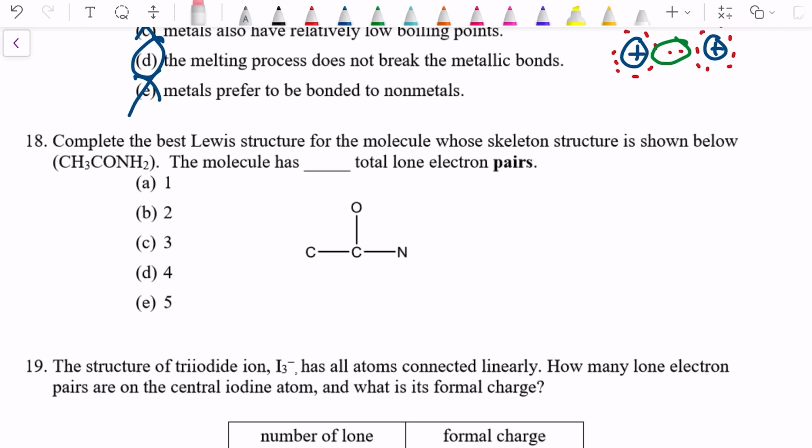Problem 18. Complete the best Lewis structure for the molecule whose skeleton structure is shown below. The molecule has blank total lone pairs. Okay, so the first thing is I see on this skeleton structure they're not showing the hydrogens, so let's draw on those hydrogens. We know we have 3 on this carbon, and then there's 2 coming off this nitrogen.